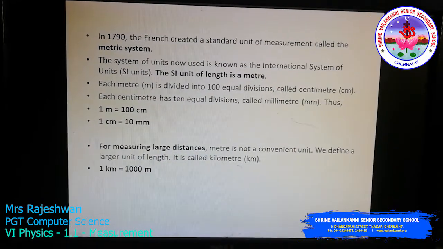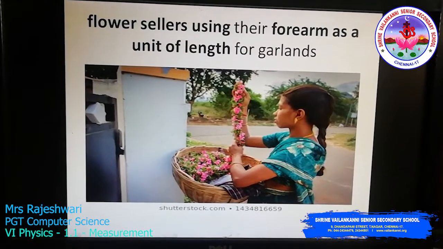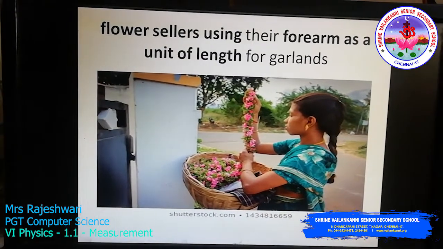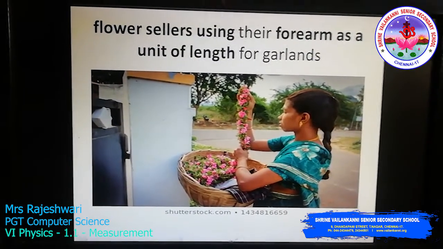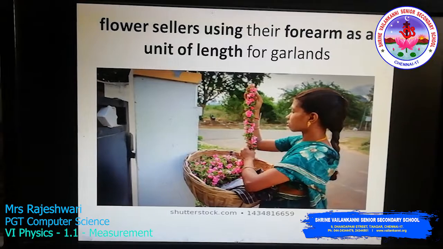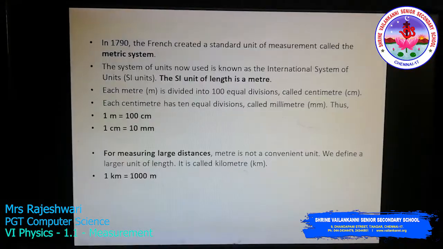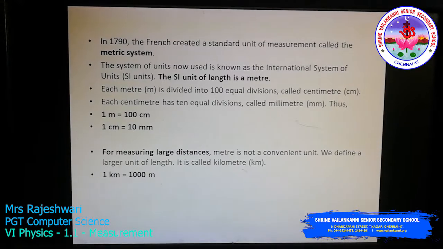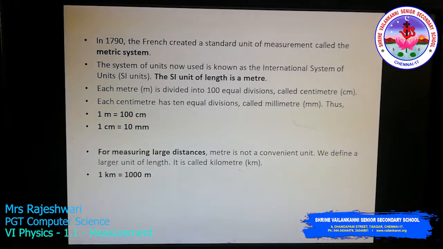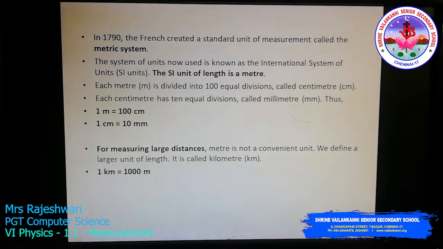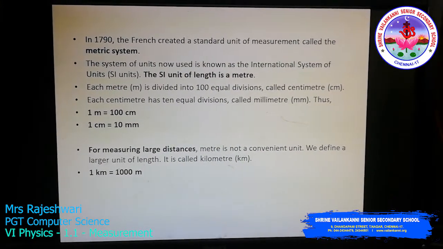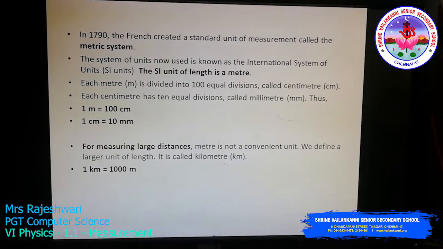So by using different types of measurements using our body parts, the measurements varied from one person to another person. If the person is short, the measurements they recorded will be of different sizes. If the person is tall or a little fat, the measurements will vary. So to overcome all these things, in 1790 the French created a standard unit of measurement called the metric system, so that everyone around the world will use the same unit of measurement to record observations. The system of units now used is known as the International System of Units, which is called SI units.